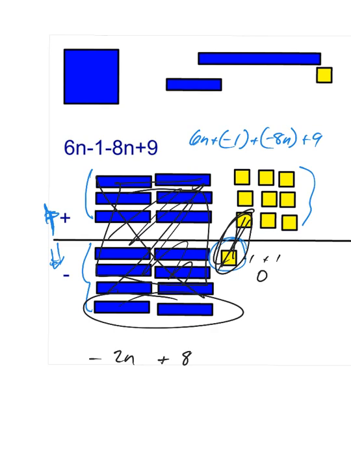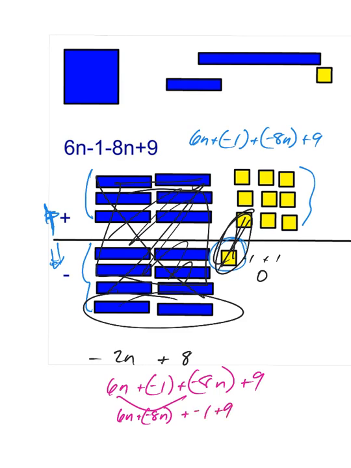Now, away from the abstract, we could have just said, well, we have 6n plus negative 1 plus negative 8n plus 9. And now we use the commutative property to put these two together: 6n plus negative 8n plus negative 1 plus 9. If we have 6 plus negative 8, that gives us negative 2. And negative 1 plus 9 gives us positive 8. This is negative 2n plus 8.